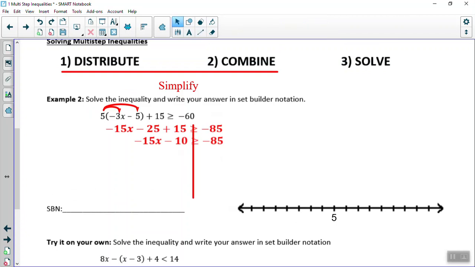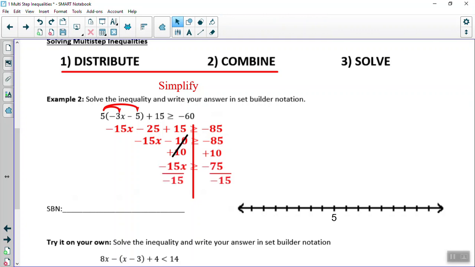All right, so now we've done our simplifying. So now we can go to solve. So now to solve, here's my term with the variable. I want to isolate that, so I have to move this minus 10. I'm going to undo that subtraction by adding 10 to both sides. Once I do that, that will cancel this out. And now we are left with negative 15x is greater than or equal to negative 75.